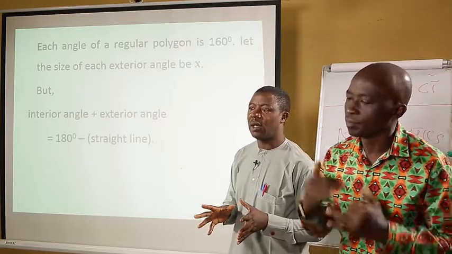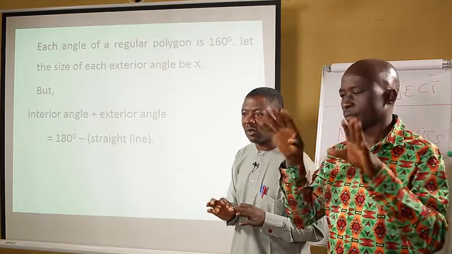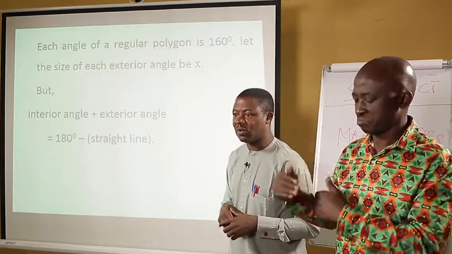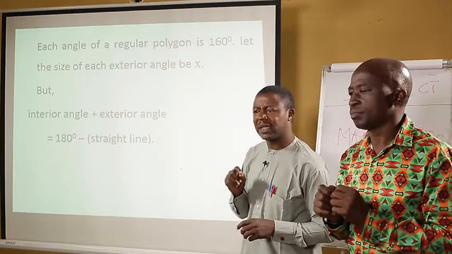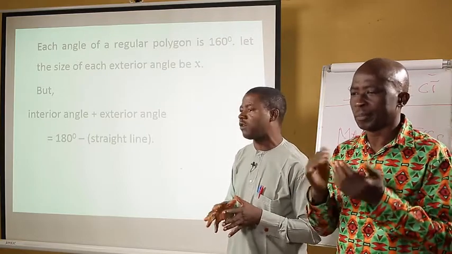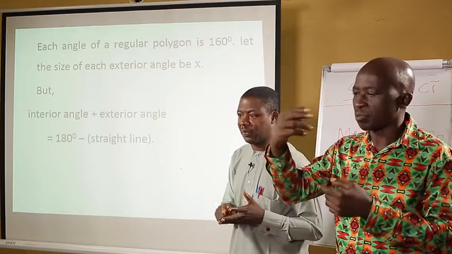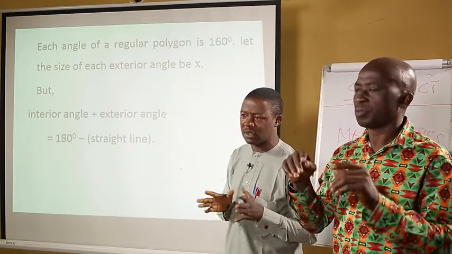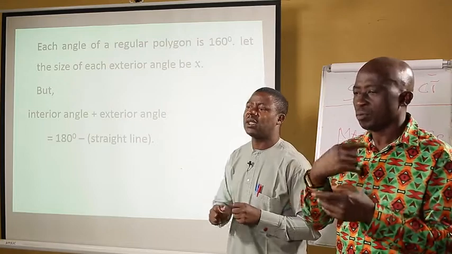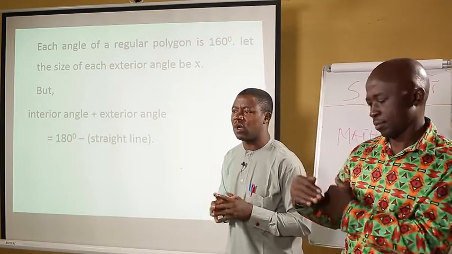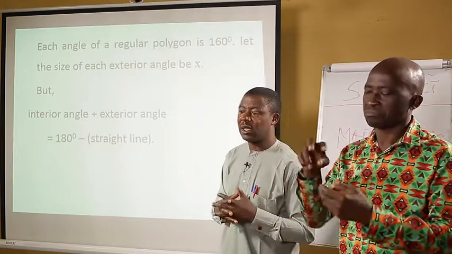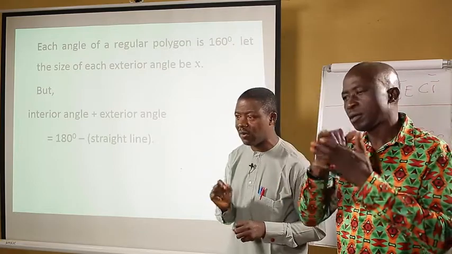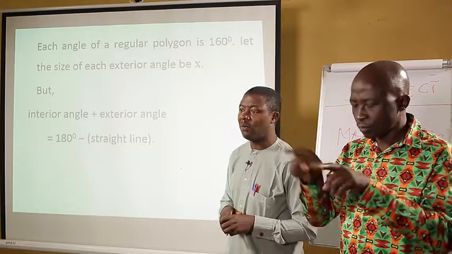Now, regular is a clear fact that the polygon has all its sides and angles equal to each other. But our problem here is that we are not told whether it is a hexagon, a pentagon, a triangle, or a quadrilateral. The number of sides we are not given. We are only told that the interior angle is 160 degrees, which means that each of its interior angles is 160 degrees because it is a regular polygon.